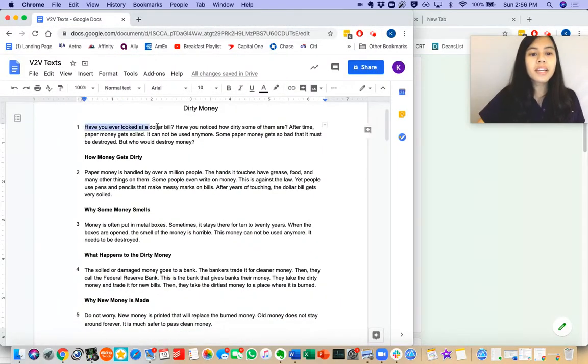Dirty money. Have you ever looked at a dollar bill? Have you ever noticed how dirty some of them are? After time, paper money gets soiled. It cannot be used anymore. Some paper money gets so bad that it must be destroyed. But who would destroy dirty money?